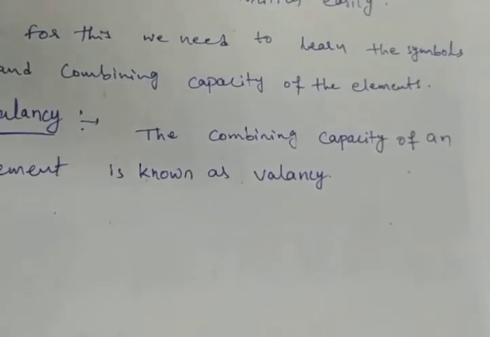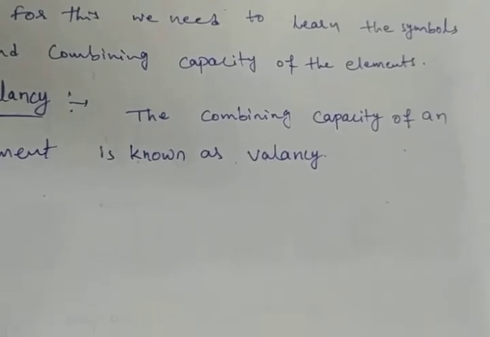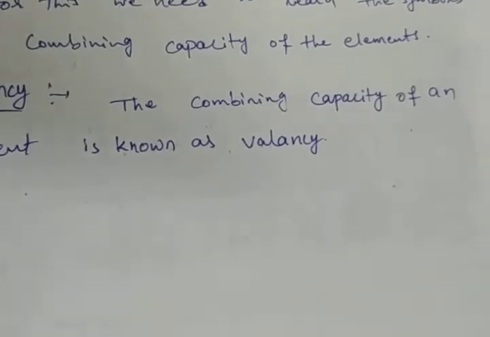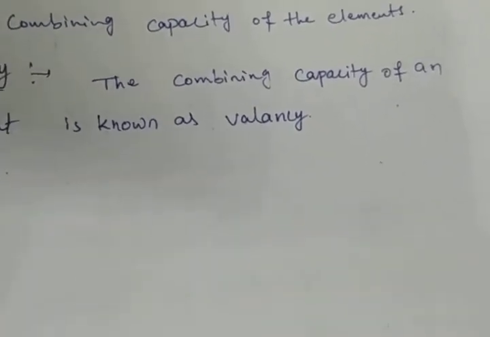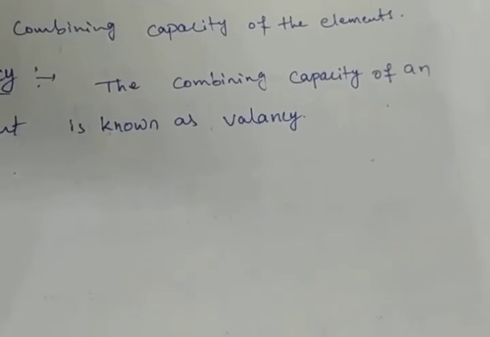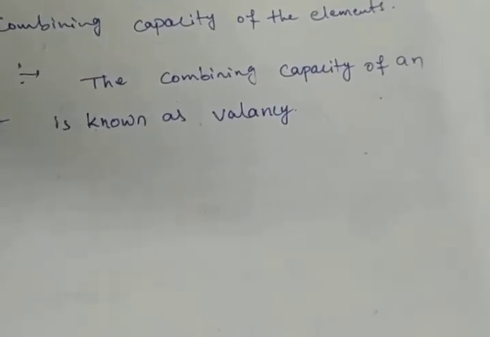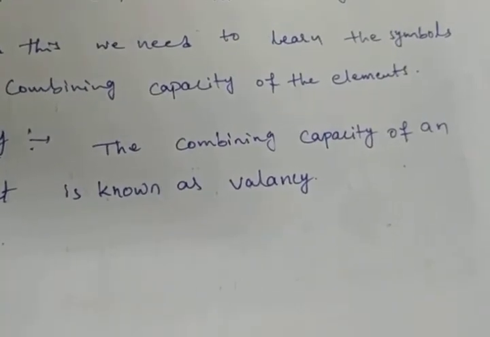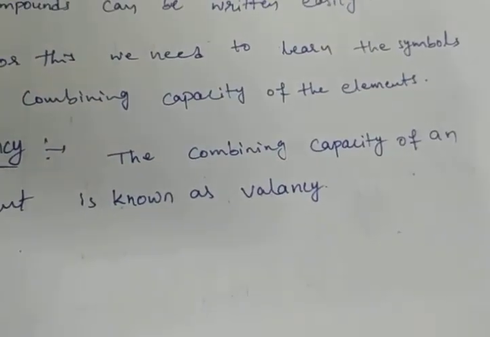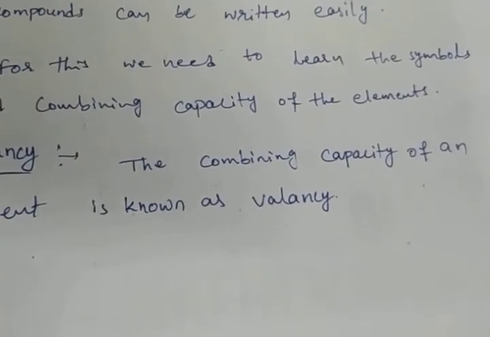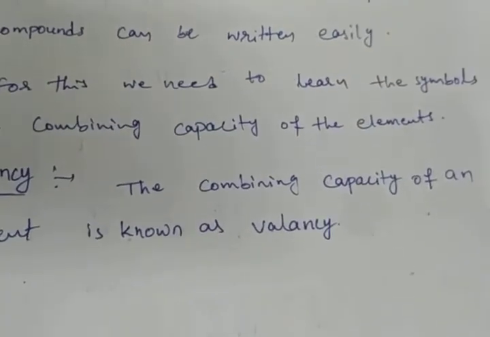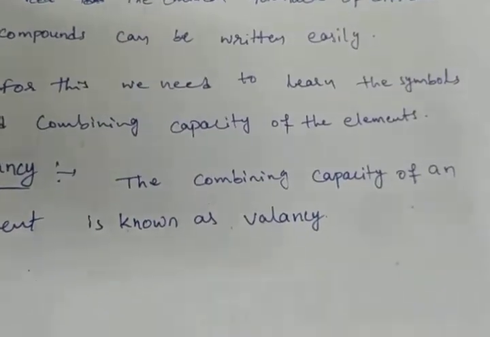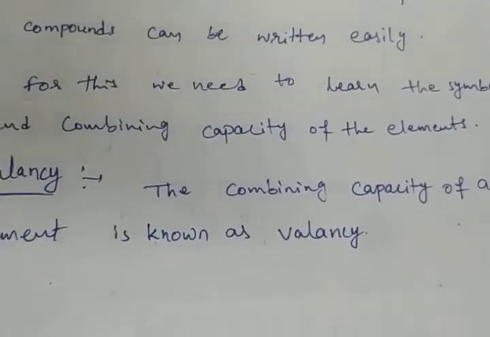Valency can be used to find out how the atoms of an element will combine with the atoms of another element to form a chemical compound. For example, if one atom is there, how does that atom combine with other atoms and form the chemical compound? Based on the valency only, we have to find out.